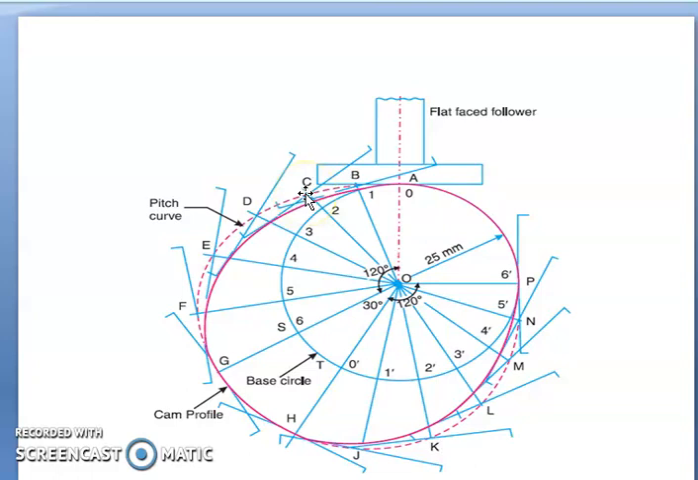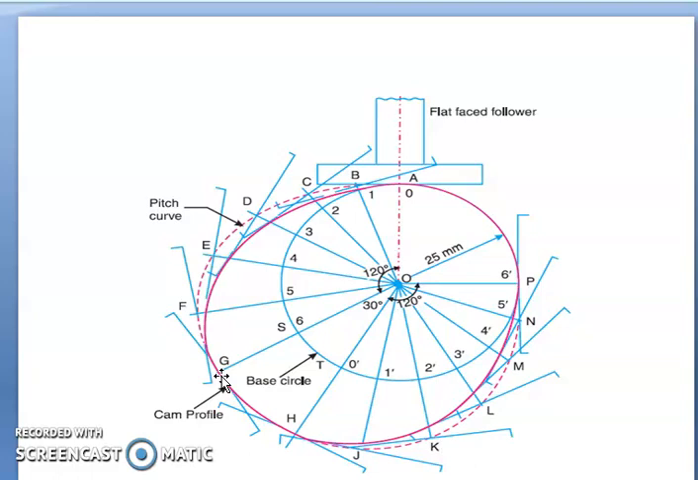Similarly with C as center, again you draw the flat faced mushroom follower. The total is 20 mm. It should be tangential to the line, so through the line from 1 the follower should be tangential. The same is repeated through all the points. Through F we are again drawing the flat face mushroom follower tangential to the line. Through G we are drawing the flat face mushroom follower tangential to the line. Assuming this to be 20 mm, the point G will be at the center.